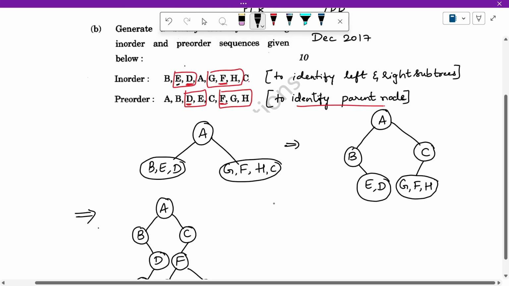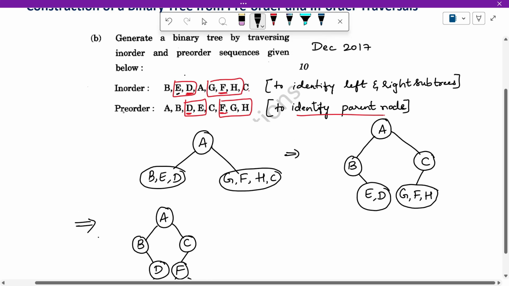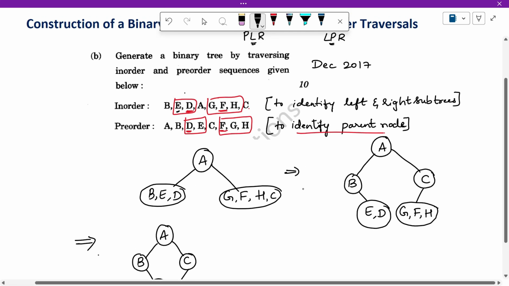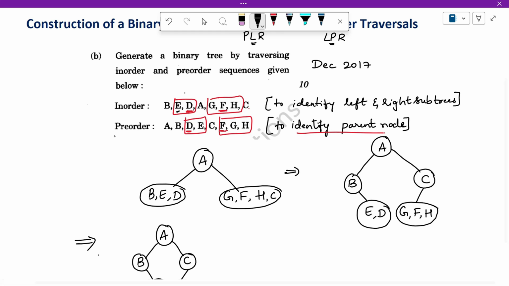So identification is very important here. Pre-order is used to identify the parent node at each and every level. After identifying the parent node, you check in-order to identify which all comes to the left side and which all comes to the right side, to identify what are the left and right subtrees. And after you write the left and right subtrees like this, again you do the same procedure within this group. So this is how you construct a binary tree by using the given in-order and pre-order traversal.